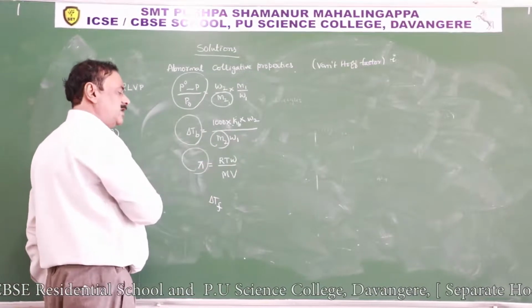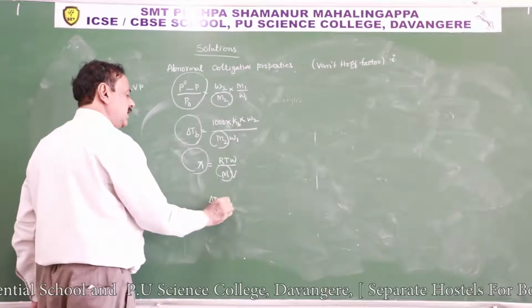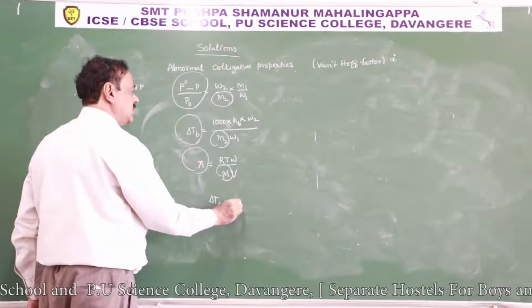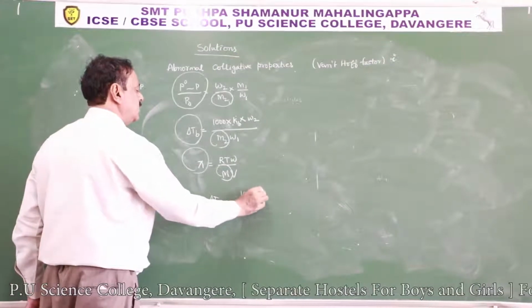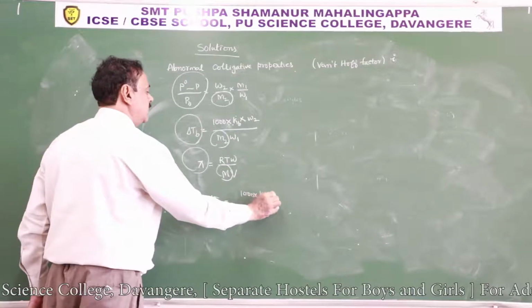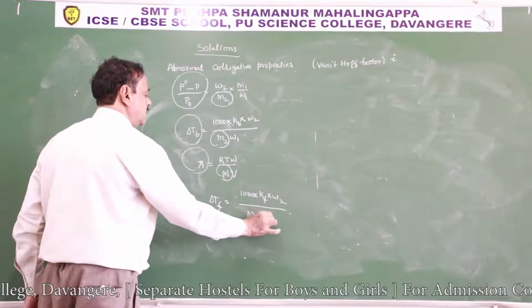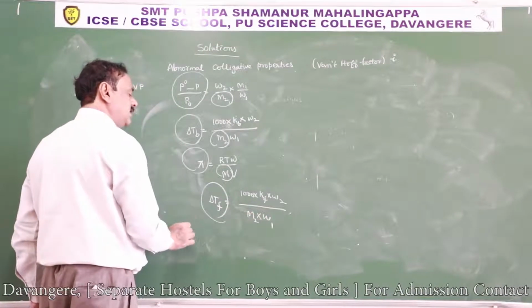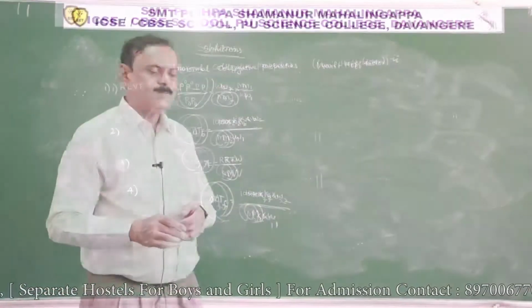Pi is the osmotic pressure, which is a colligative property, and M is the molecular mass. Here in delta TF also, please consider that it is 1000 into Kf into W2 divided by M2 into W1. That is the formula. Delta Tf is the depression in the freezing point, and M2 is the molecular mass.